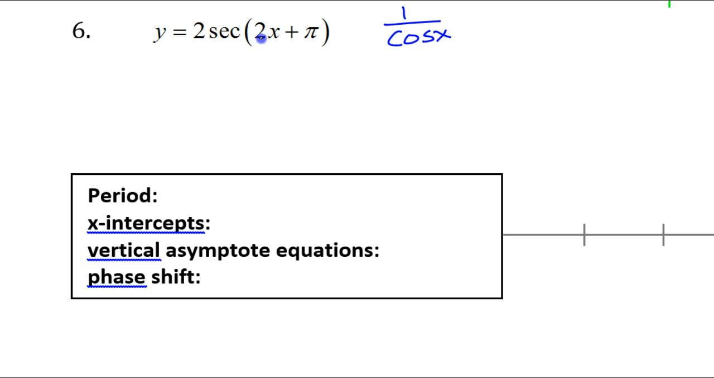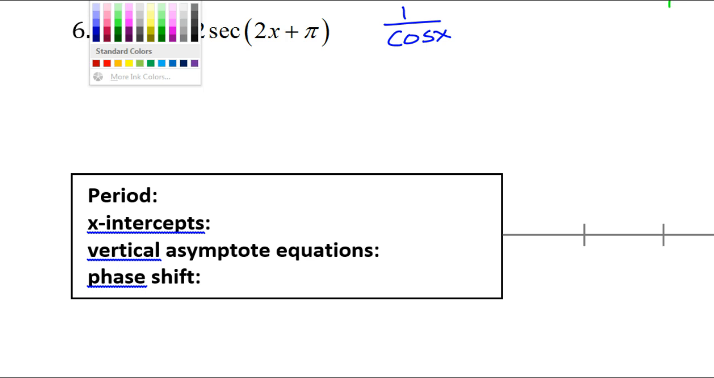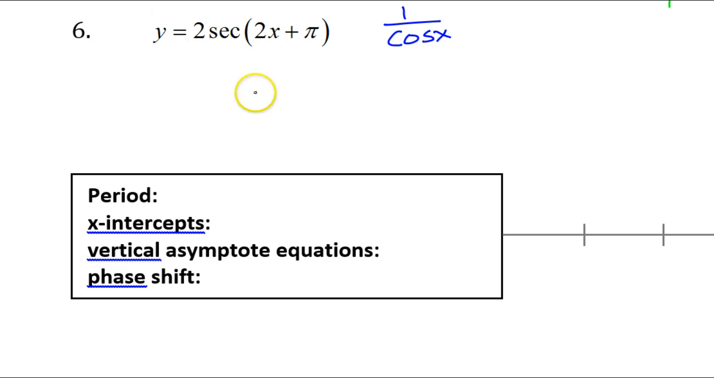But first of all, whenever you have a b value and a potential phase shift, you have to factor out the b value first. So this 2 is going to come outside like this. And then you have to take this 2 and divide, so this will be pi over 2. All of this should be inside of parentheses. There's my secant, and there's my a value, and my equal sign, and my y.